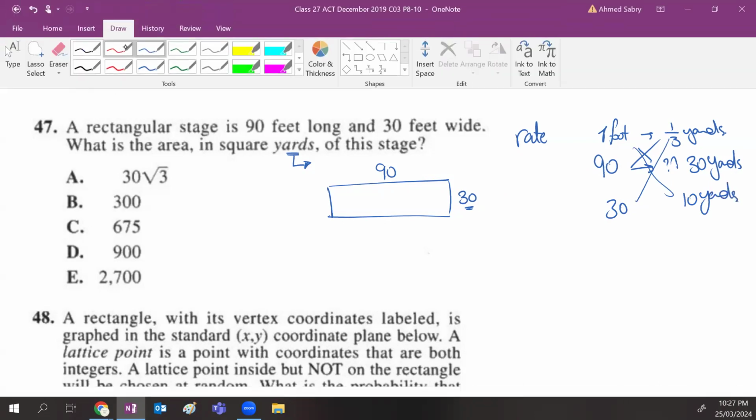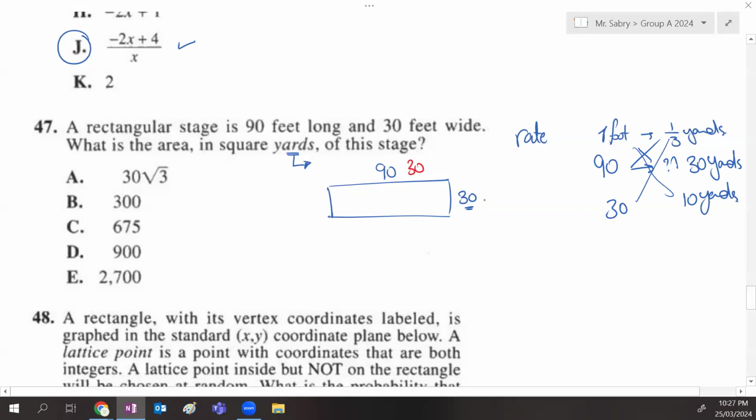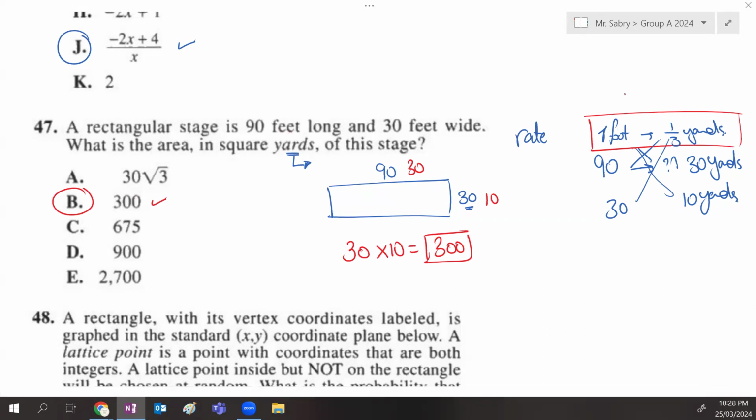So now I know the measures in yards. This is 30 and this is 10. If I need to find the area, I do 30 times 10, which would become 300. Again, what you were missing in this question, which will be given if it came in an actual test, is the rate of change between feet and yards. And that is the one that I gave you over here. So I know it would be easy once you know it. But make sure you don't get the area first and then change it. You have to first change the feet to yards and then start getting the area.